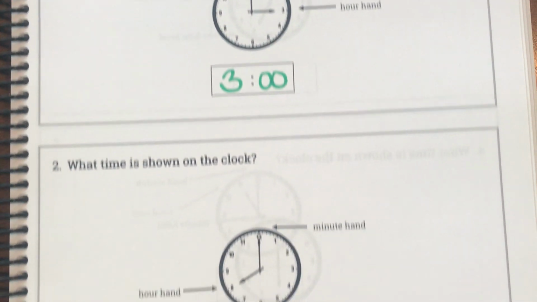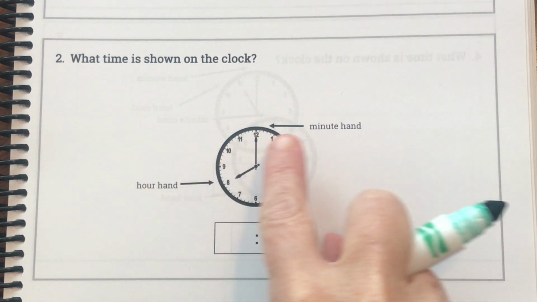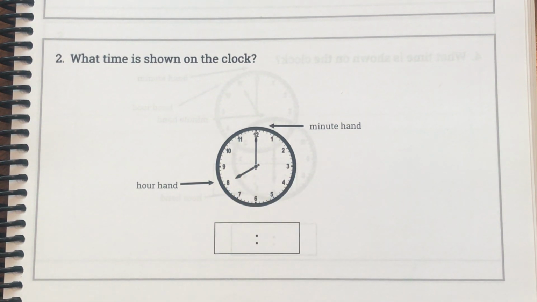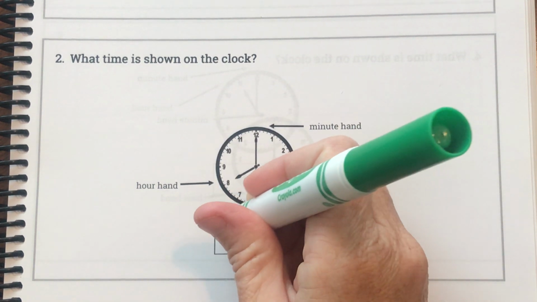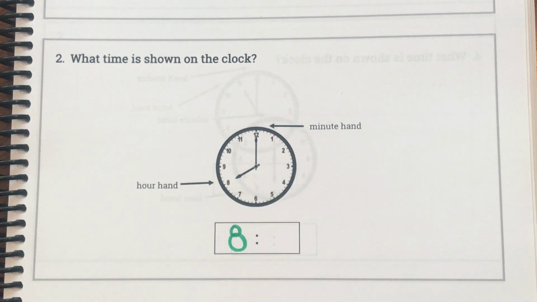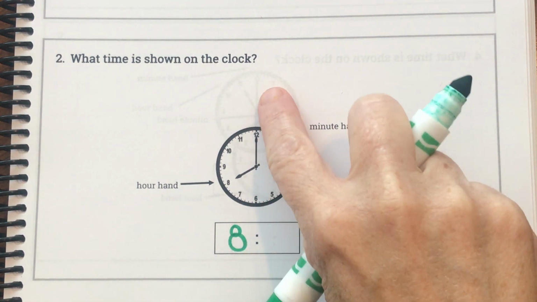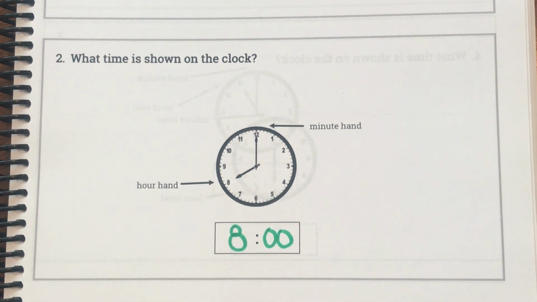Okay, let's look at number 2. So we see what time is shown on the clock, and it tells me this is my hour, but again, I know because it's the short one. So the short hand, which is the hour hand, is pointing to the 8. And my minute hand is pointing exactly to the 12, exactly straight up, which means it's exactly 8 o'clock. So we took our analog face clock and we wrote it digitally.